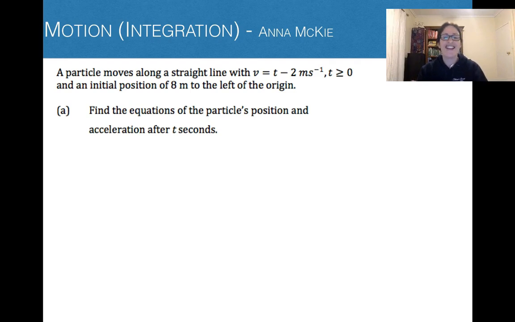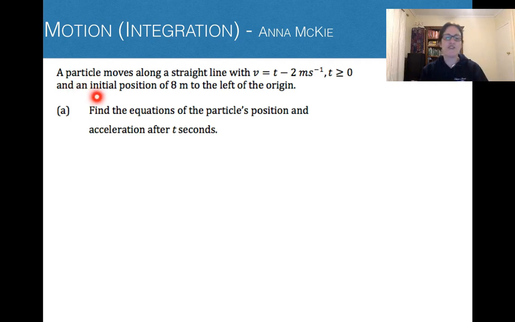It's in the integration chapter. So we've looked at motion before in differential calculus, and now we're looking at it in terms of integration. In that way, we are able to start with a function of v, velocity, as opposed to starting with s, displacement. So let's have a look.